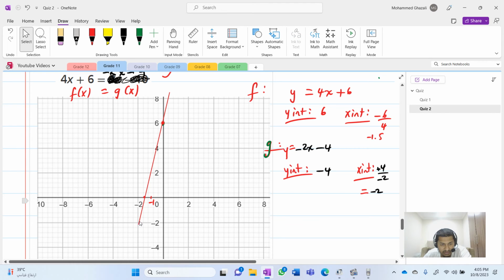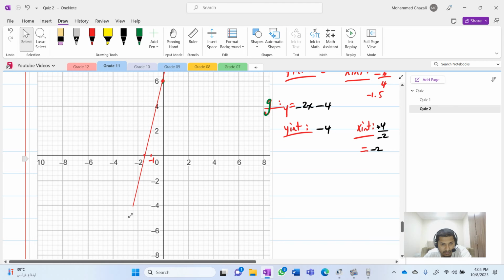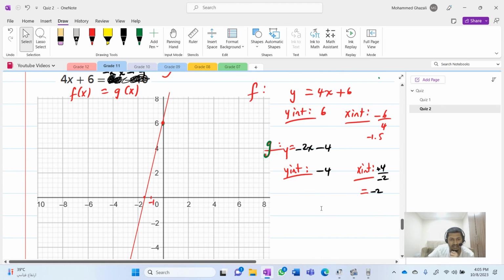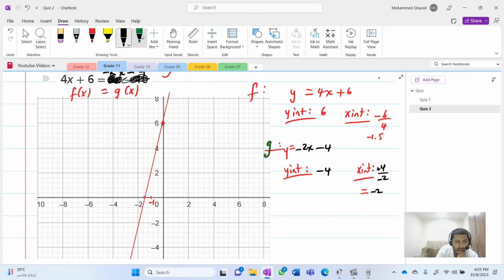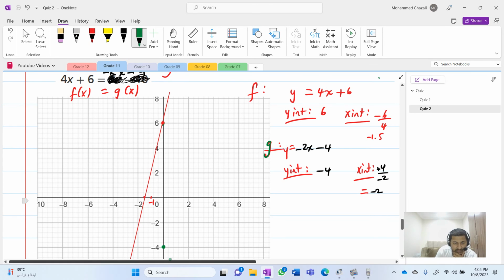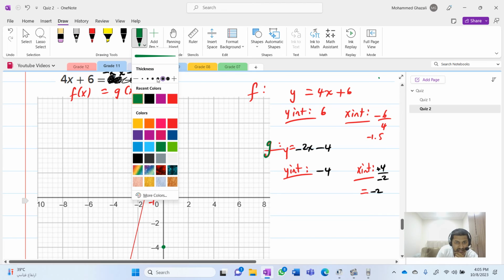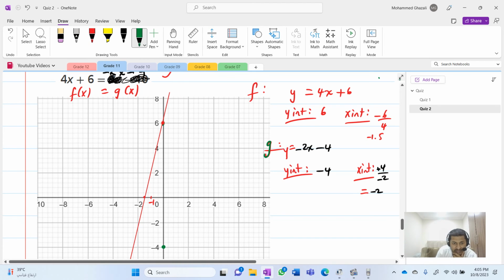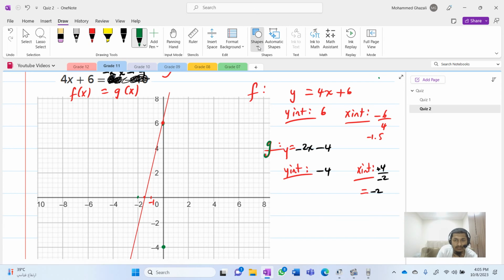So just extending this line as well. We said my y-intercept is negative 4, which is here. Sketch the graph in green. And my x-intercept is negative 2, so right here, and we'll join these two lines.